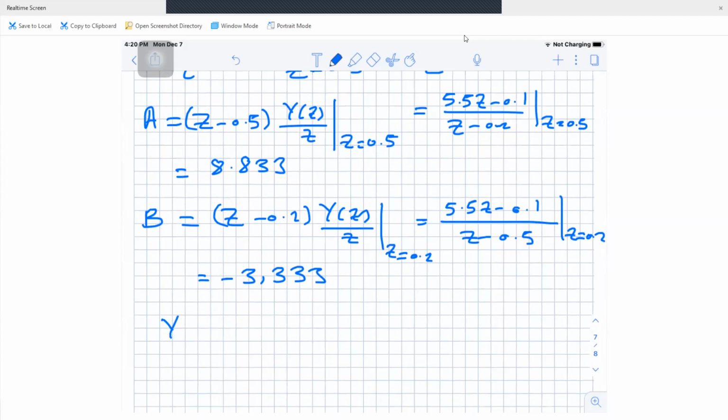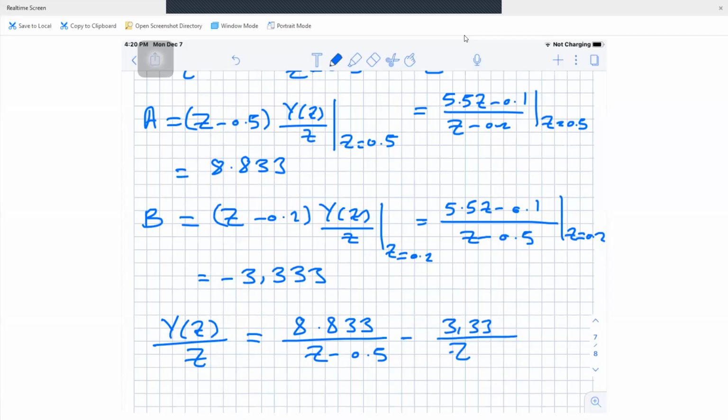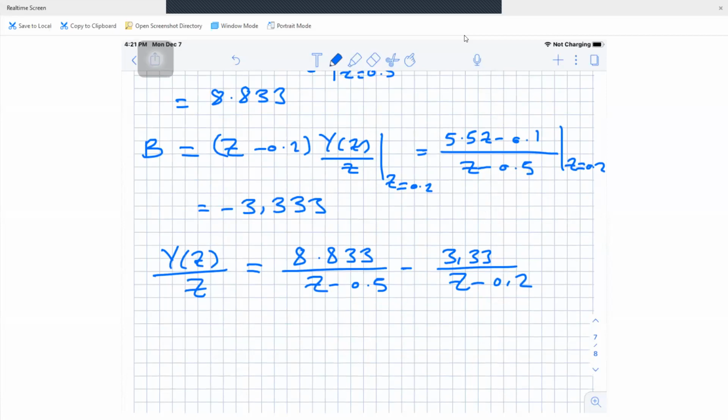Now Y of Z over Z will be 8.833 over Z minus 0.5 minus 3.33 over Z minus 0.2. Now we can easily get rid of this Z, just by multiplying both sides.